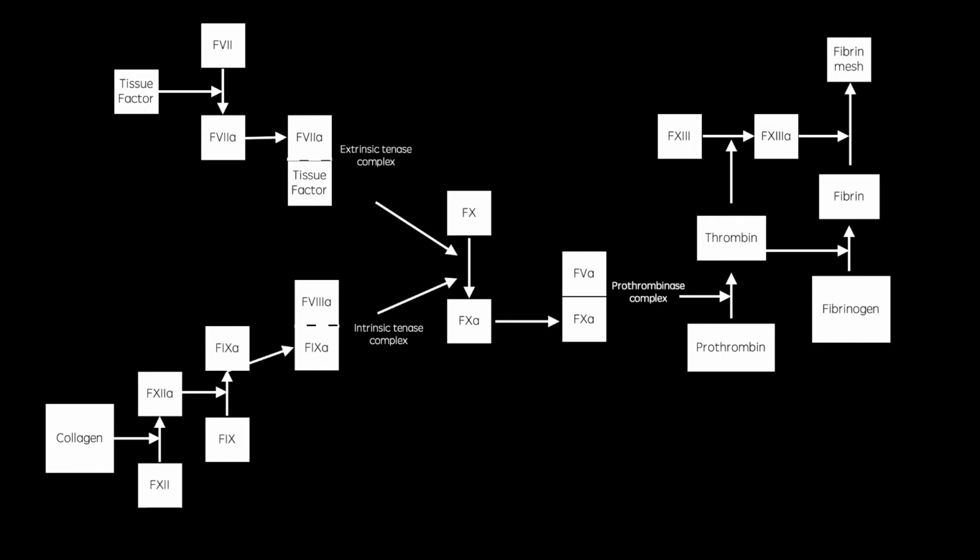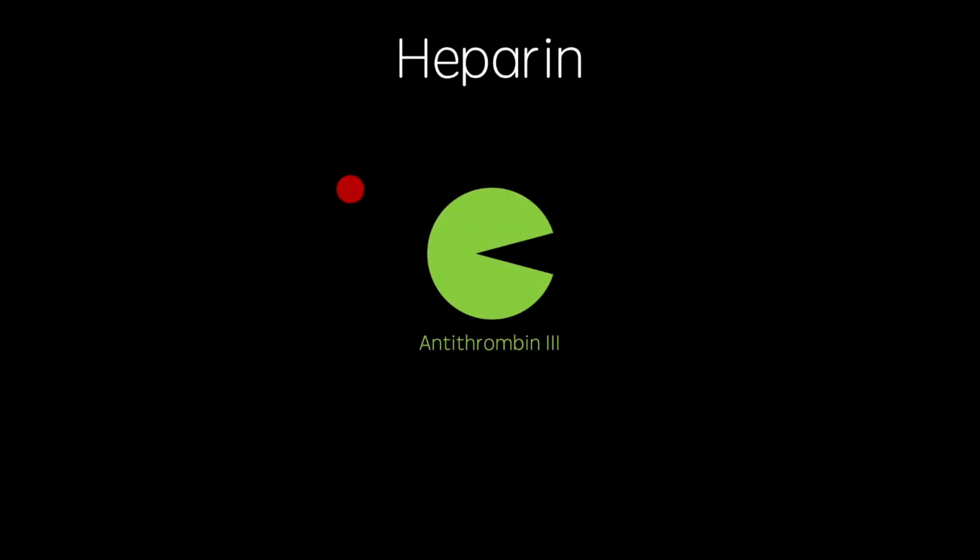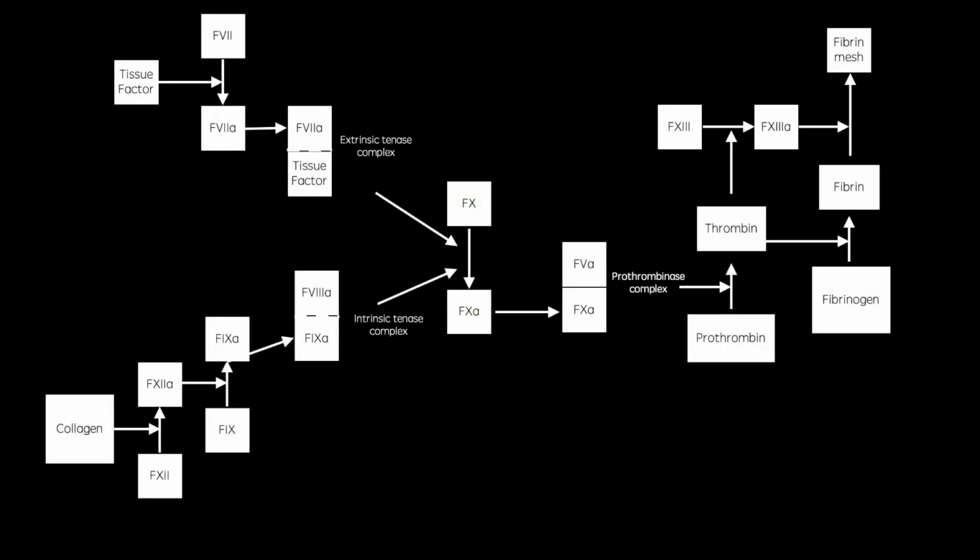Anticoagulants are drugs which disrupt this pathway and therefore prevent the formation of a thrombus. The first anticoagulant I'm going to discuss is heparin. Heparin is a glycosaminoglycan which binds to and activates the enzyme antithrombin 3 by inducing a conformational change. This allows the enzyme to inactivate thrombin as well as factors 9, 10 and 12.